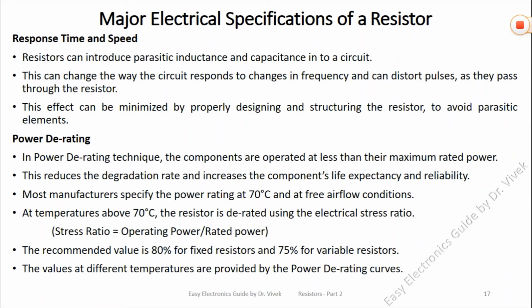Resistors can introduce parasitic inductance and capacitance into a circuit. This can change the way the circuit responds to changes in frequency and can distort pulses as they pass through the resistor. In power derating techniques, the components are operated at less than their maximum rated power. This reduces the degradation rate and increases the component's life expectancy and reliability.